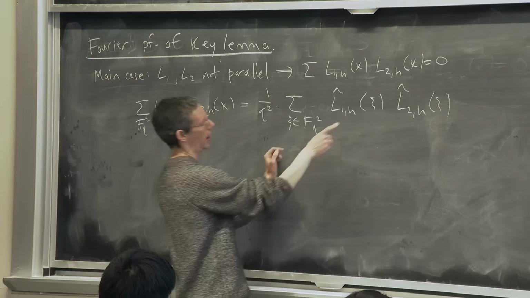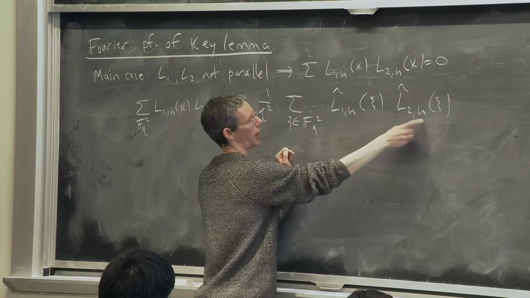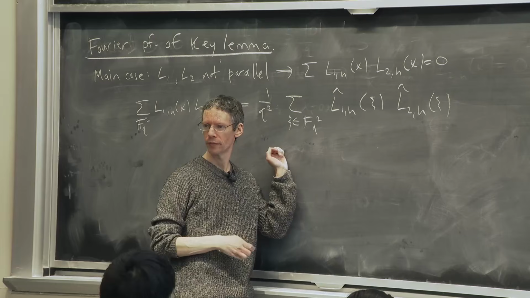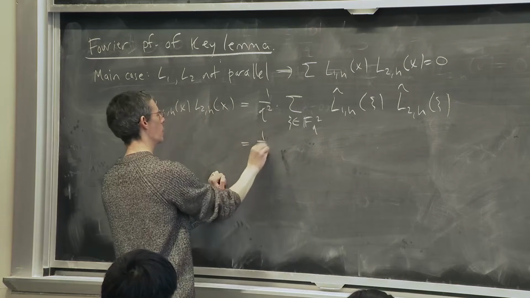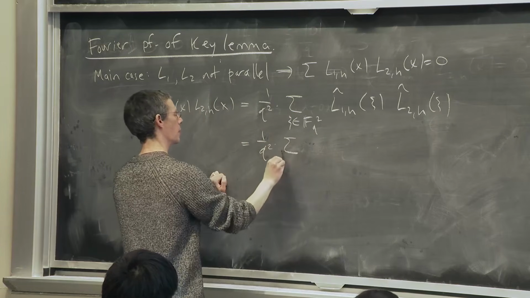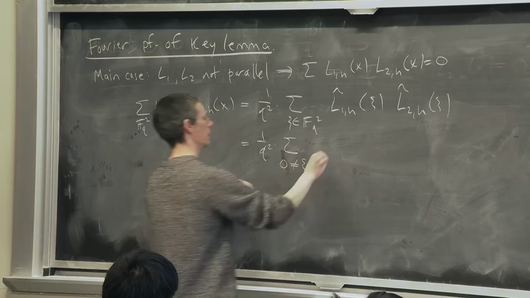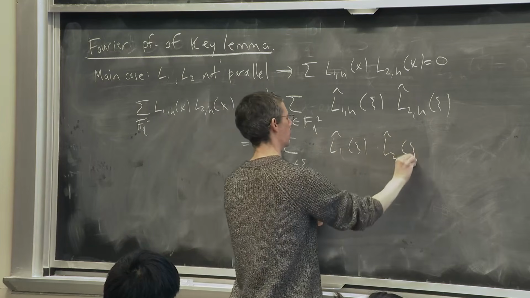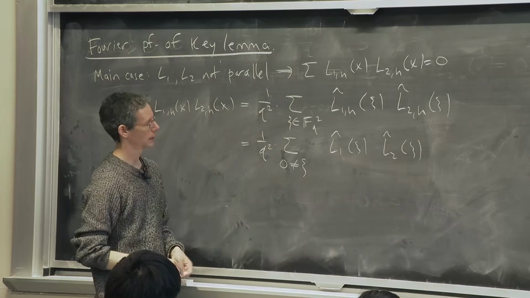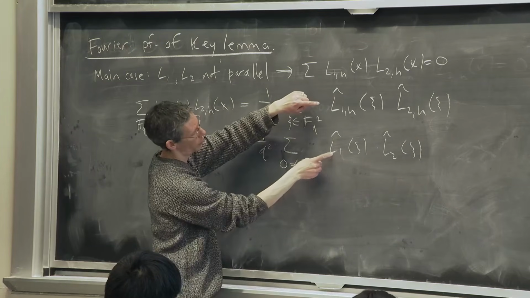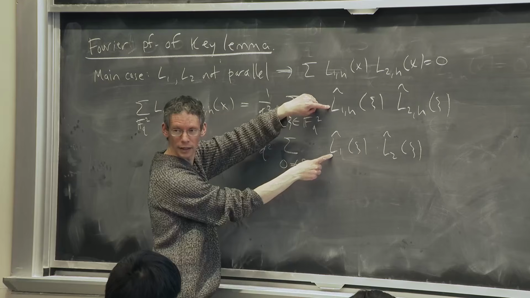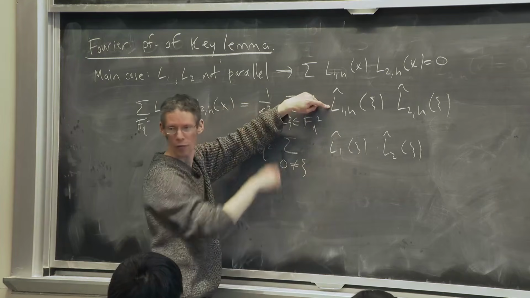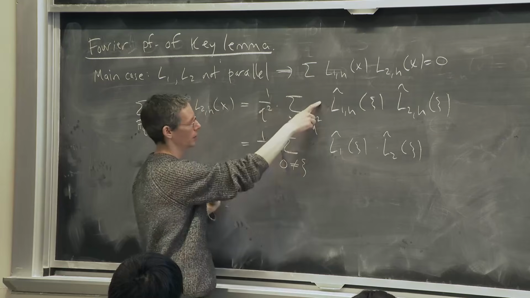And now I have the high part here. What does the high part mean? The high part means I crossed out the 0 frequency. So this is 1 over q squared times the sum on non-zero xi, L1 hat of xi, L2 hat of xi. So if you compare the Fourier transform of L1 and L1 high, the only difference is the 0 frequency. I take the 0 frequency here, and I throw it out. All the other ones are the same. So this is the same as this.